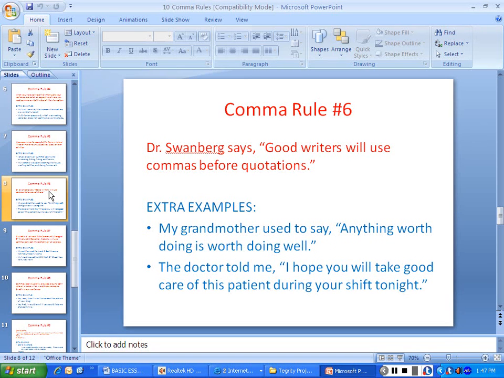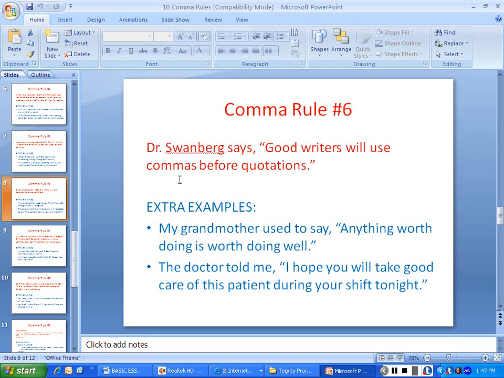Comma rule number 6. Dr. Swanberg says, "Good writers will use commas before quotations." You can see here that the quotations indicate that this is exactly what Dr. Swanberg said. The comma is used to separate it from the rest of the phrase.